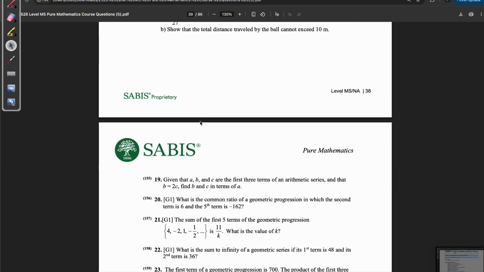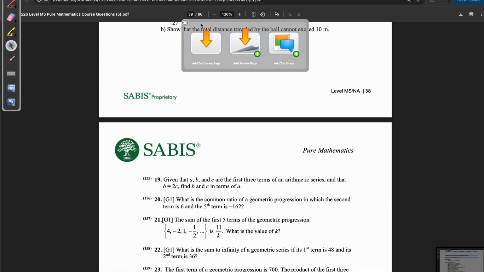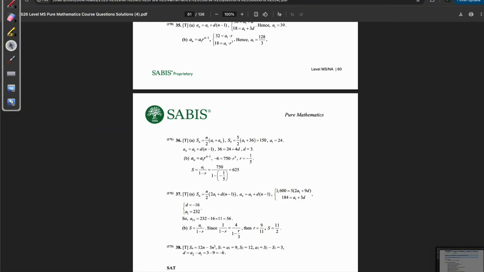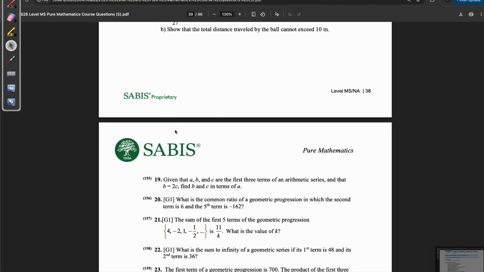The sum of the first 5 terms in geometric progression. Wait, no, not this one, right? What was the question again? Question 24, my bad.